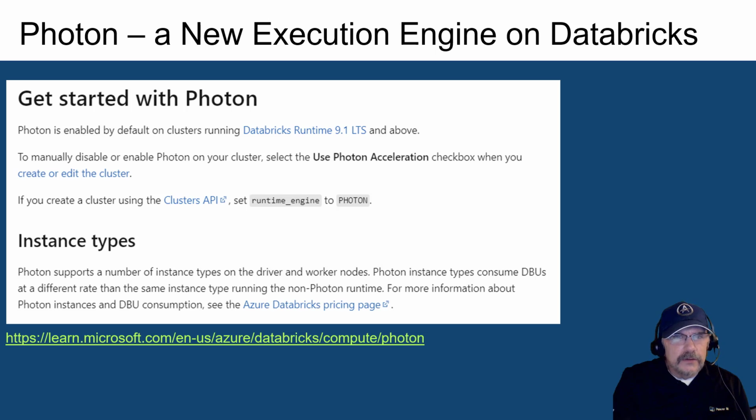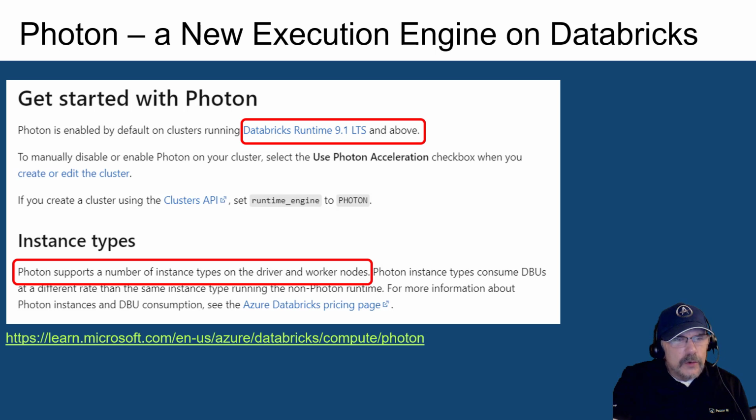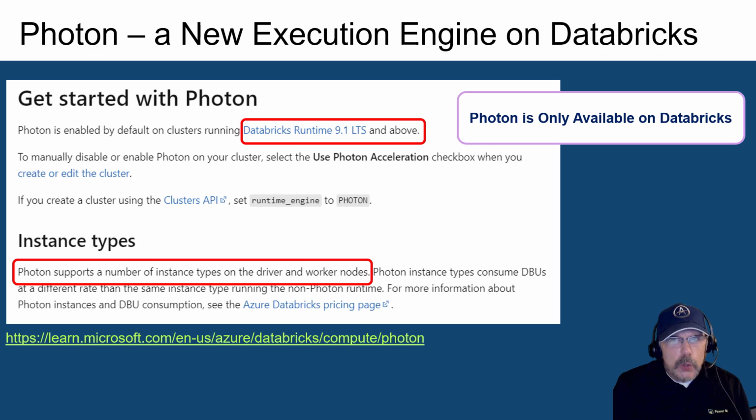We can see this slide about getting started with Photon, and the main takeaway here is it has to use Databricks Runtime 9.1 LTS or above. Also, not all instance types of driver and worker nodes are supported with Photon. Photon is available only on Databricks.